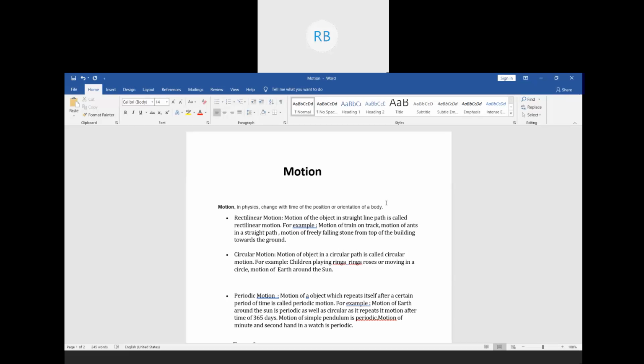motion bolta hai. In physics, change with time of the position or orientation of a body is known as motion. Okay. Orientation means, any idea? Yes, sir. Orientation means direction. Okay.